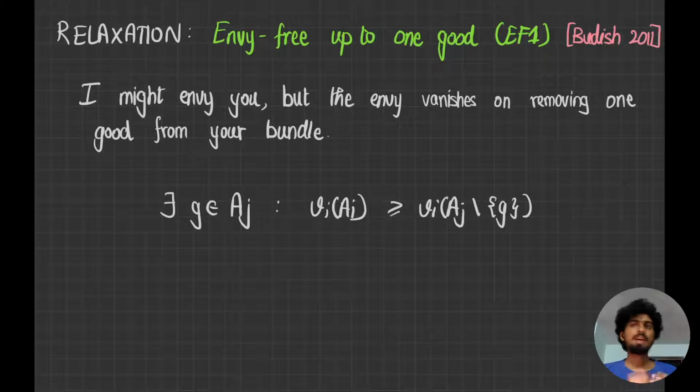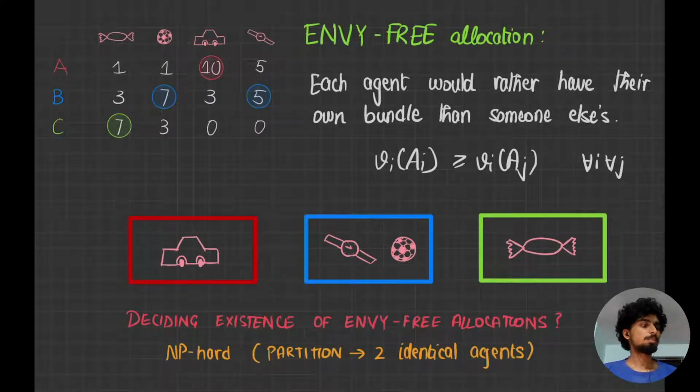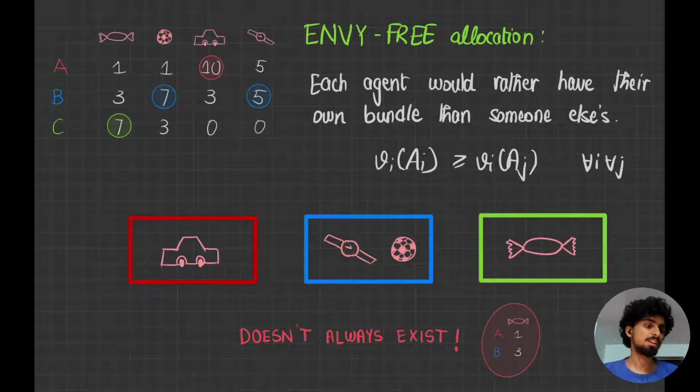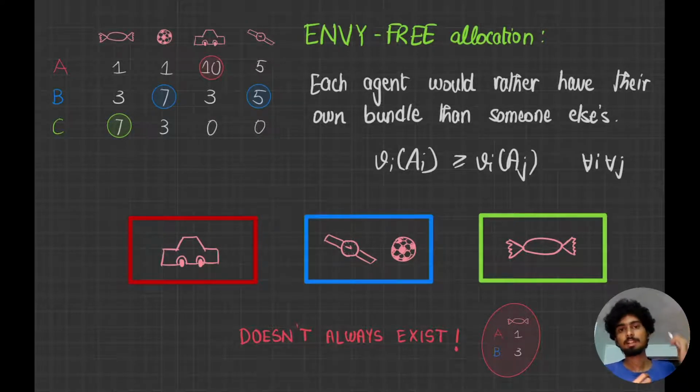EF1 allows for envy. I might envy you, there can be envy, but my envy for you should vanish on dropping a single item from your bundle. If you look at the example we had before, where there did not exist an envy-free allocation, here there is an EF1 allocation, because if you give the toffee to the adult, then this is EF1. The boy envies the adult, but this envy vanishes on dropping the toffee from the adult's bundle. So EF1 allocations exist in this particular instance.